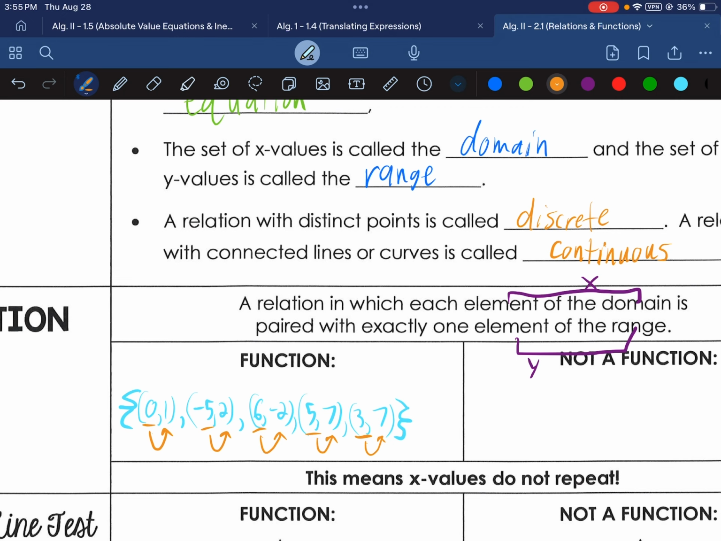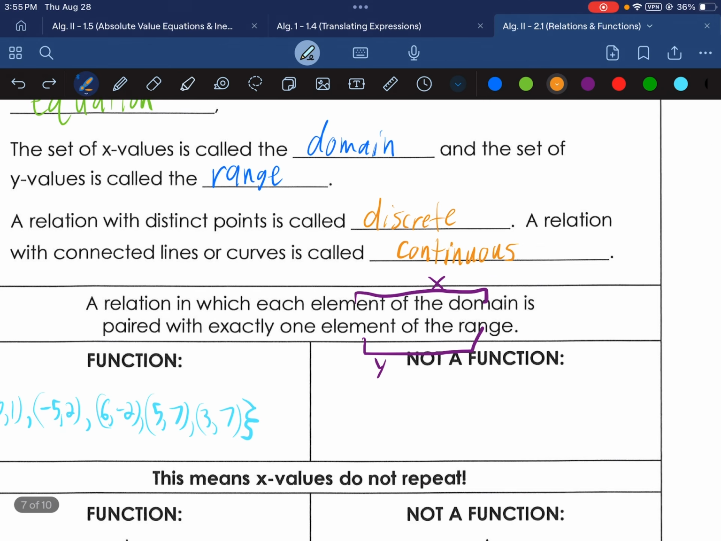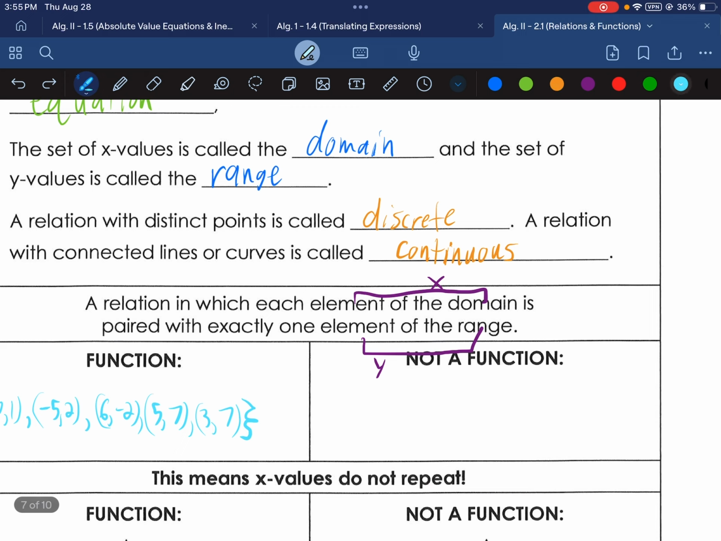Now you might notice here at the end, both 5 and 3 go to 7. That's okay, and that's still a function because they're different x's going to the same y, and we're only concerned that each x goes to only one y. It would be an issue if there was one x going to two different y's, not two x's going to one y. So not a function here.